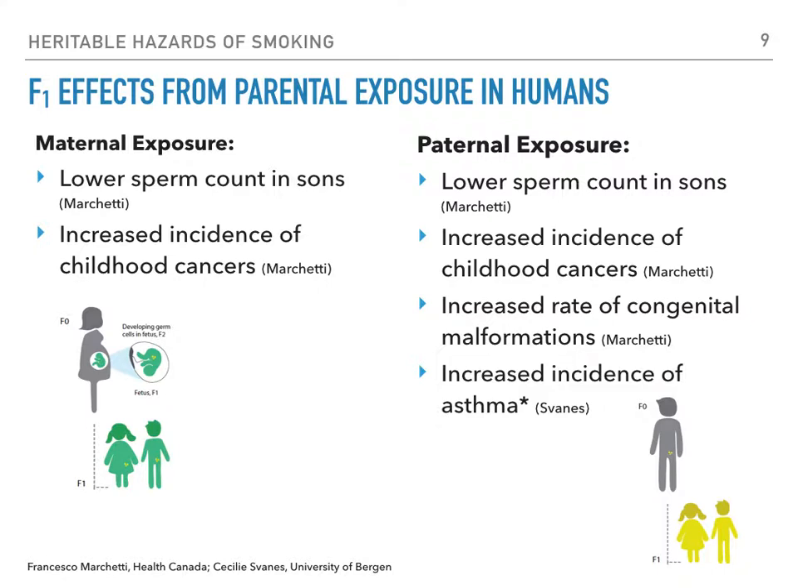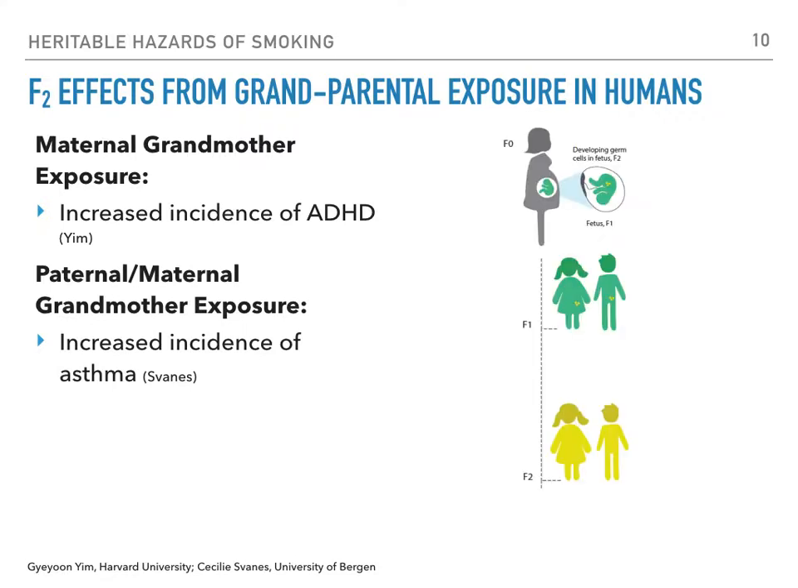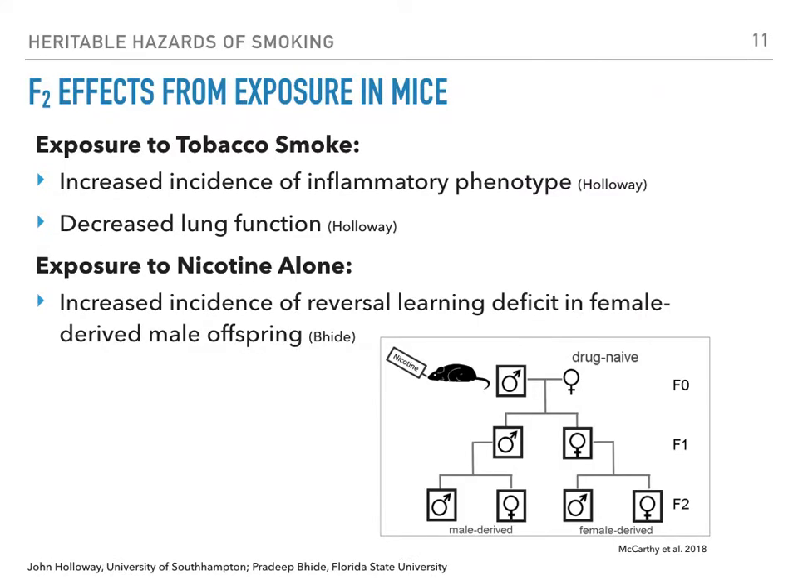And then for some F2 level effects that were shown, which were presented to some extent just earlier, from maternal grandmother exposure, there's been evidence of increased incidence of attention deficit and hyperactivity disorder and symptoms related to that. And then from both paternal and maternal grandmother exposure, the increased incidence of asthma once again. So that's both in the F1 and in the F2 generations. There are also studies in mice looking at F1 and F2. So I've just pulled out some of the studies that were presented on mice.